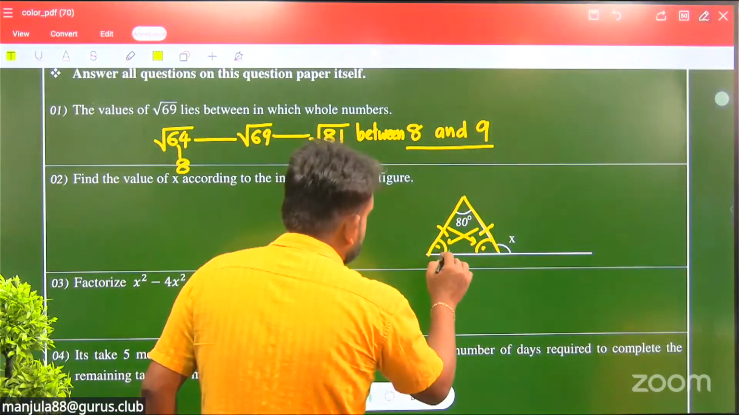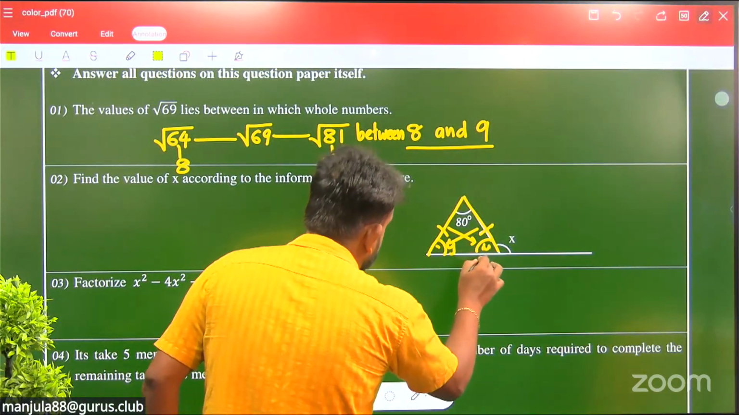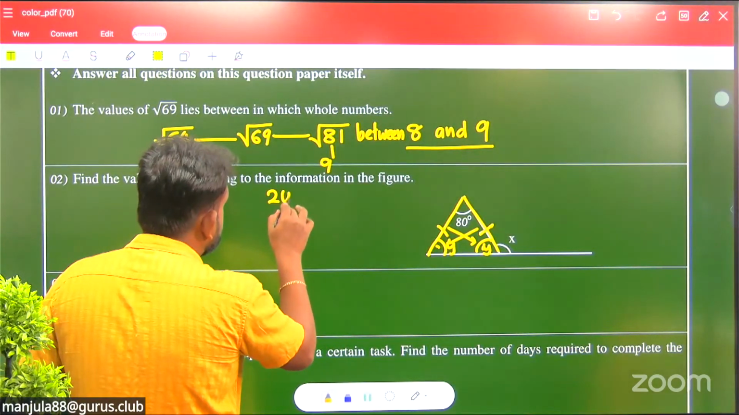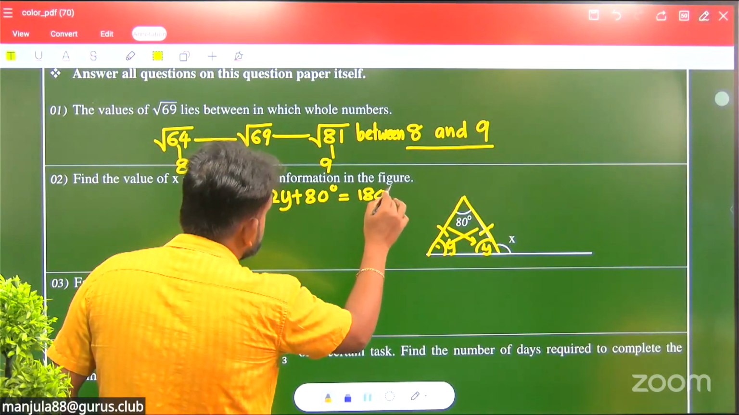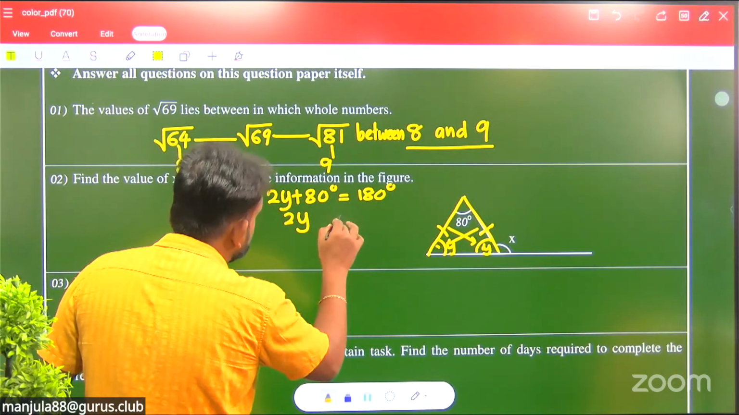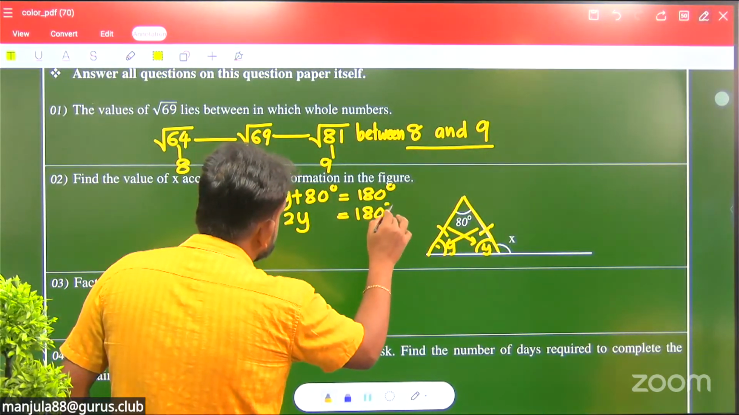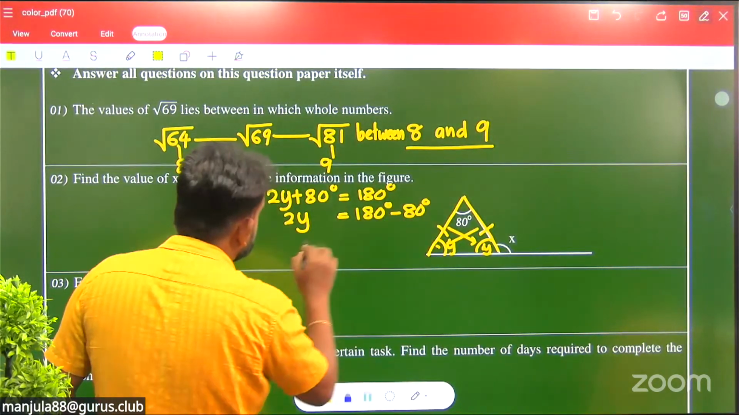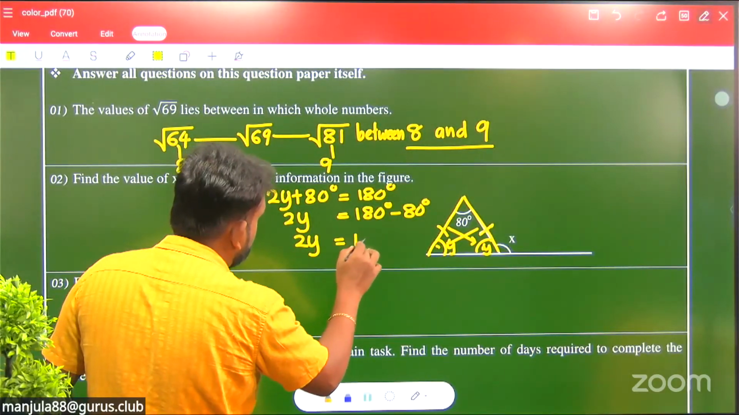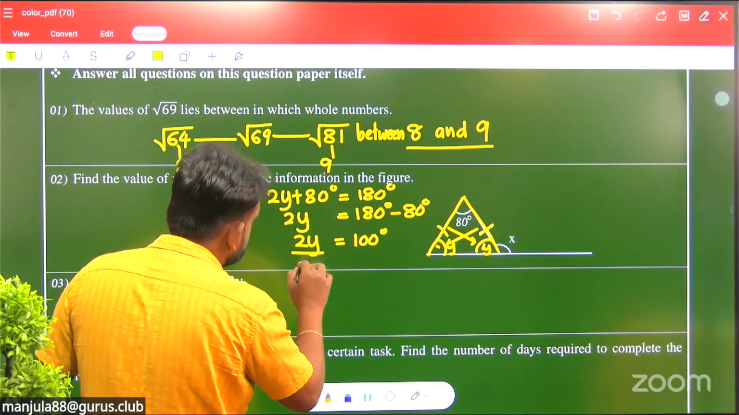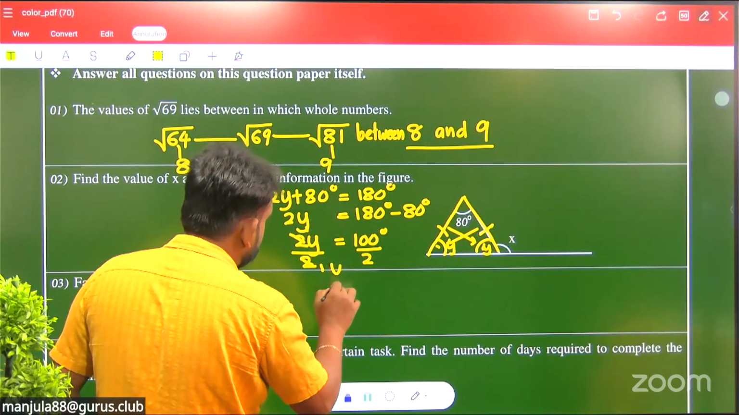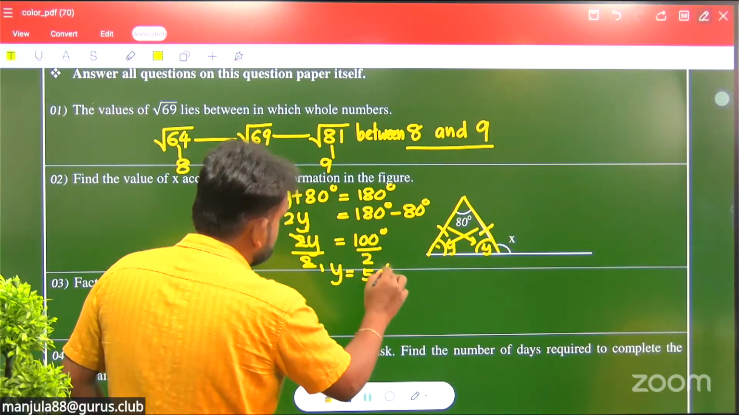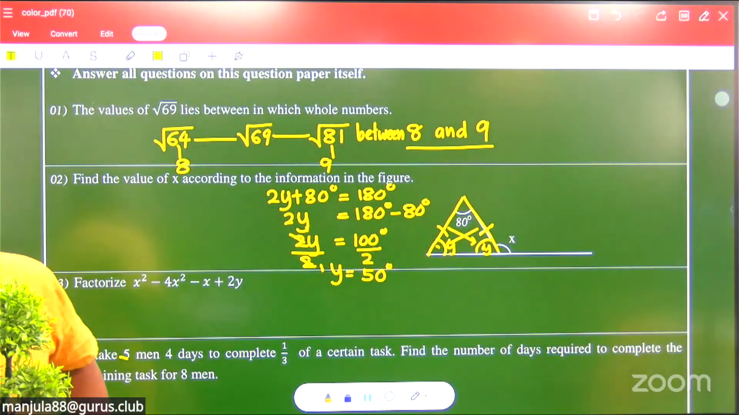If I call this angle y, this is also y, then you can write 2y plus 80 degrees equals 180 degrees. Subject to y: 2y equals 180 subtract 80, so 2y equals 100 degrees. Then dividing by 2, the 2s cancel, so y equals 50 degrees. Y equals 50 degrees.